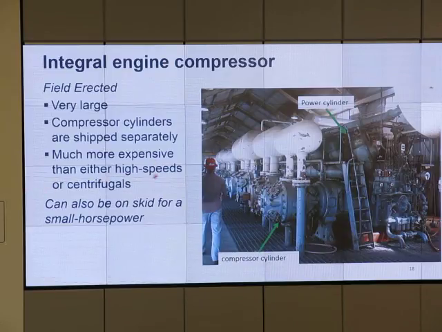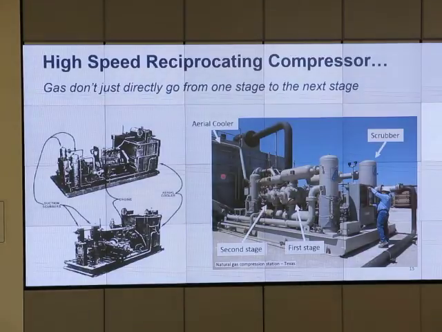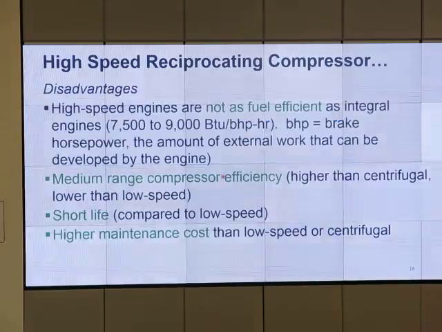And then either high speed or centrifugal can also be skid for small horsepower. So it can be skid mounted like that, but everything integrated on one frame. It's extensively used in small oil fields or flash gas lift compressor service. Okay. This has a power cylinder and compressor cylinder both mounted horizontally. So if we decide to have skid mount, cost and weight are much higher than a similar size high-speed separable unit. So this one is expensive, but it is still cheaper than this.